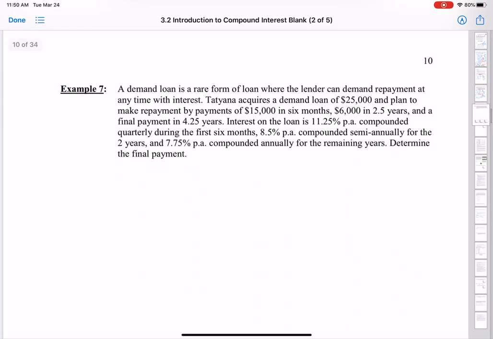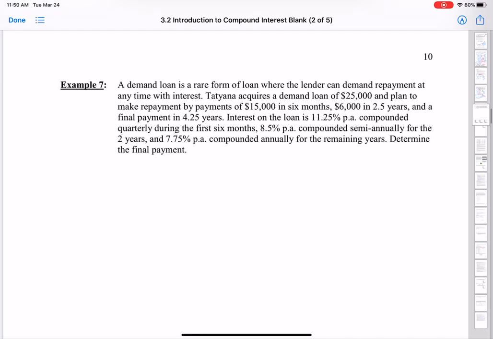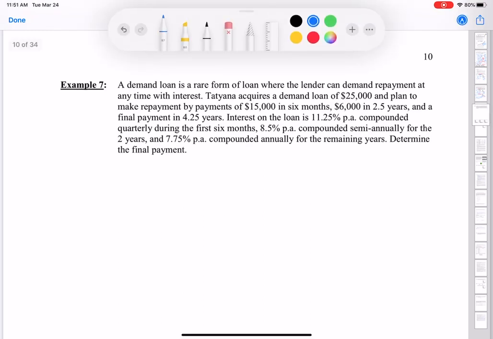Let's look at example 7, which is the last example I'm going to do with you in this particular section of the video. And it says, a demand loan is a rare form of a loan where a lender can demand repayment at any time with interest. Tatiana acquires a demand loan of $25,000 and plans to make repayments of $15,000 in 6 months, $6,000 in 2.5 years, and a final payment in 4.25 years.